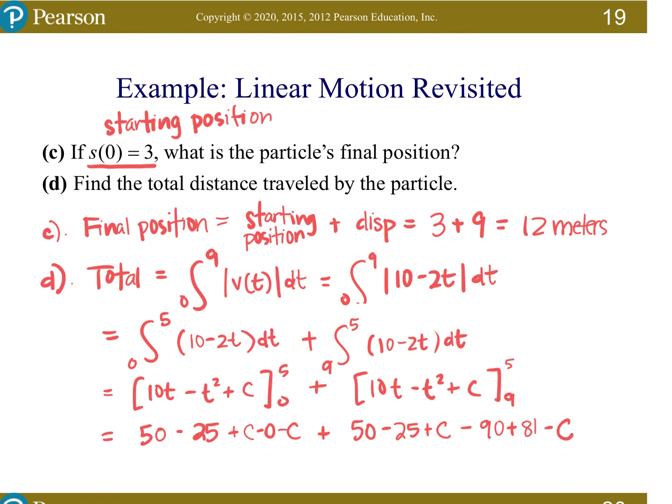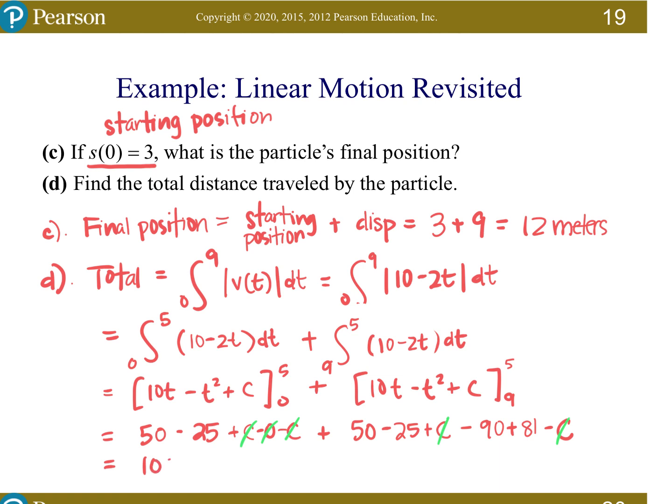I've already distributed my negative. I did that already, so the zeros don't matter. A couple of the c's. So I've got a 50 and another 50 and a couple minus 25s and then a minus 90 and an 81. So you can kind of clump your math together.